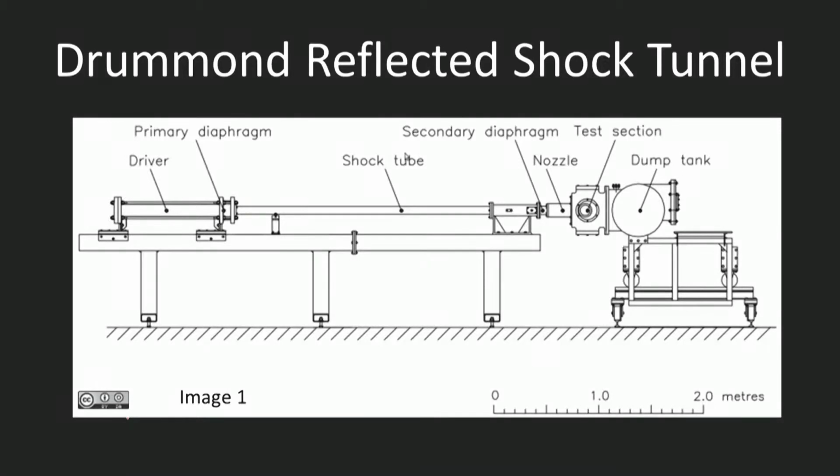UQ's smaller reflected shock tunnel is the Drummond Tunnel. This facility has a total length of about 6 meters. It can produce test flows with velocities up to about 2 kilometers per second and provide approximately 1 millisecond of test time. Now the Schlieren module of this course explains this facility in more detail.